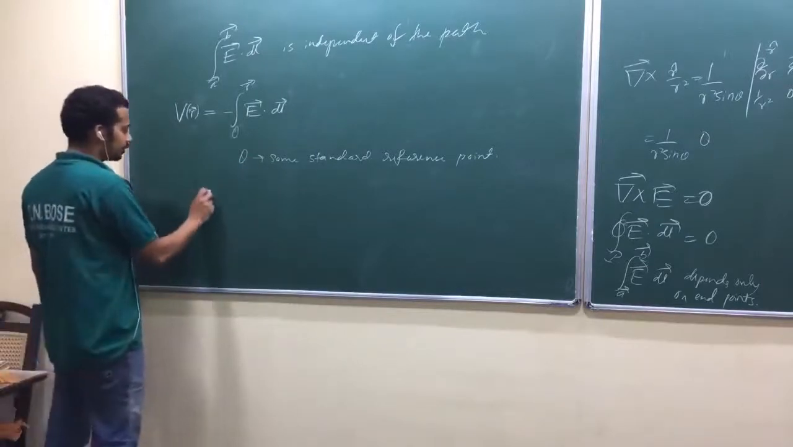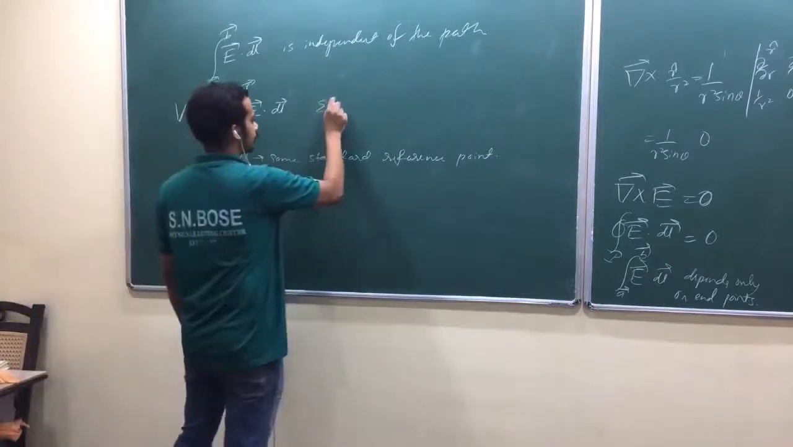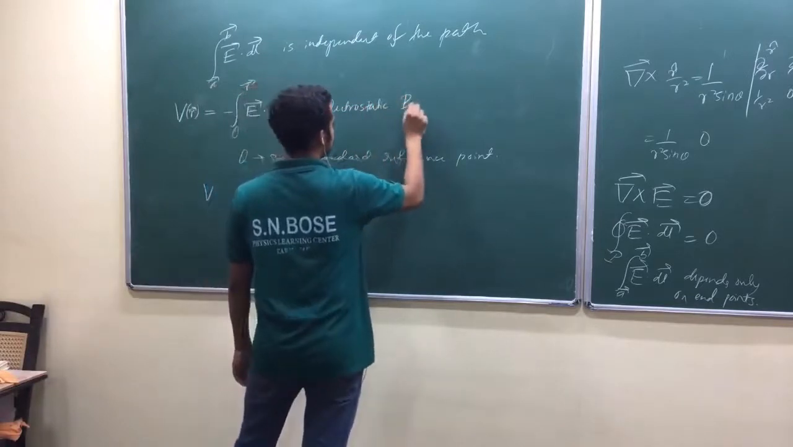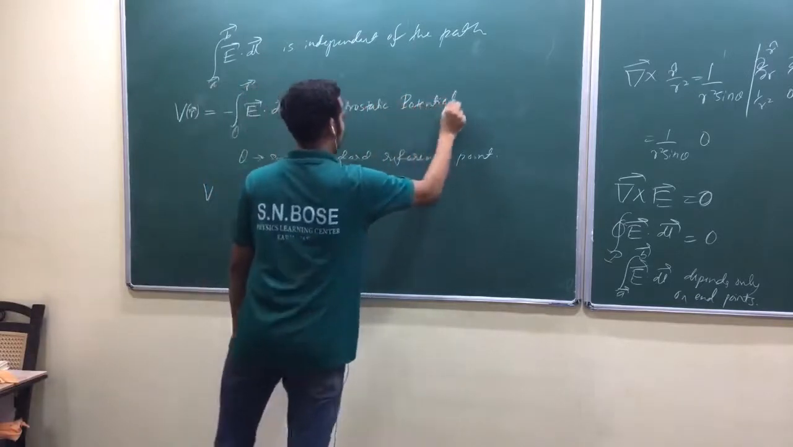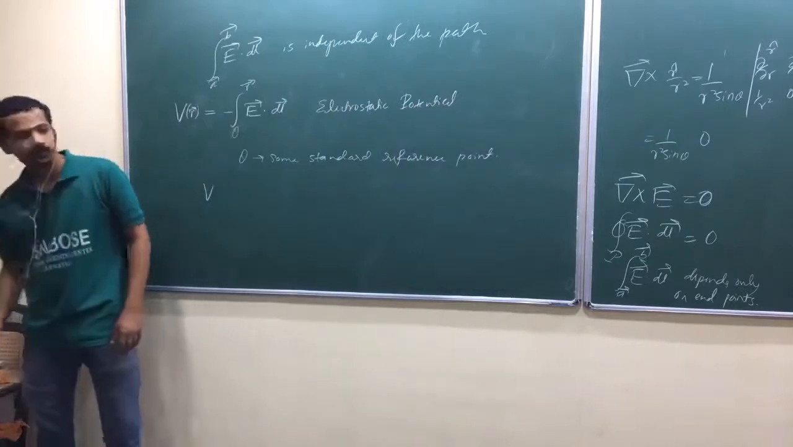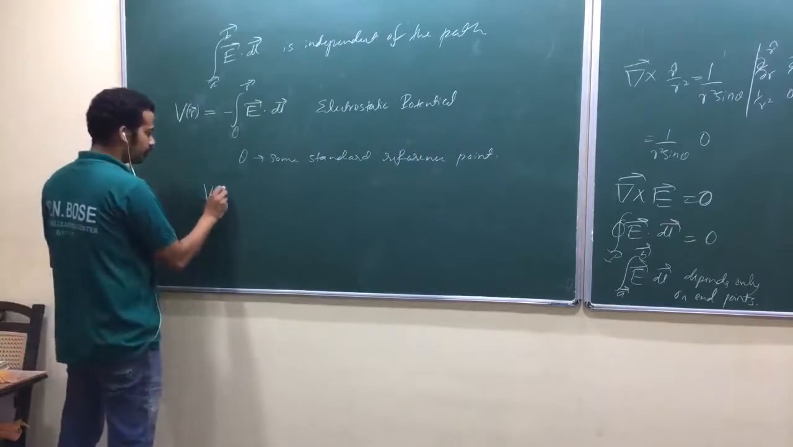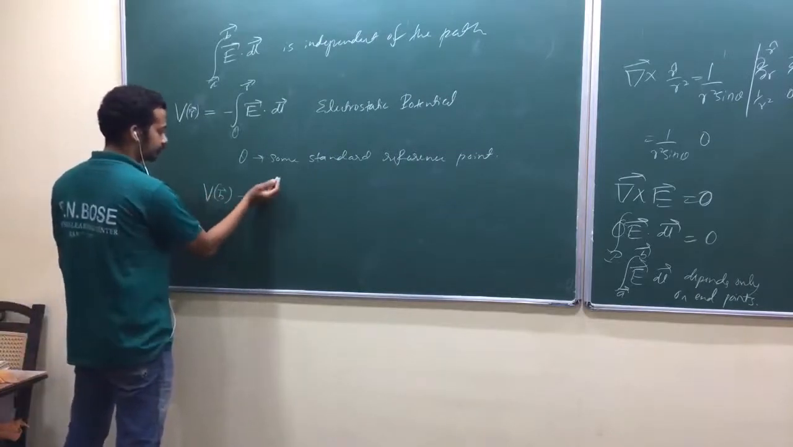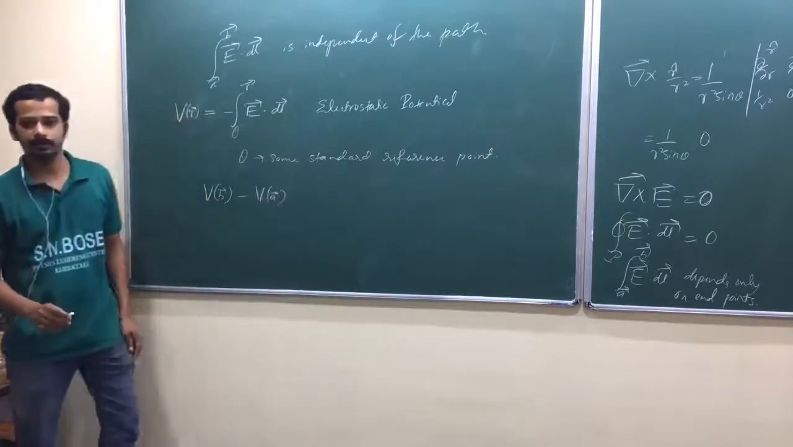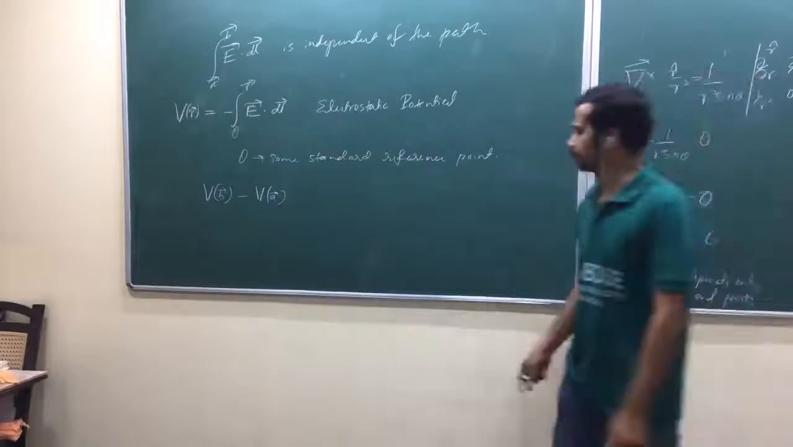Now what I do here is find the potential difference. We call this one electrostatic potential. Now I am going to take the potential difference between two points in space, V of B minus V of A.